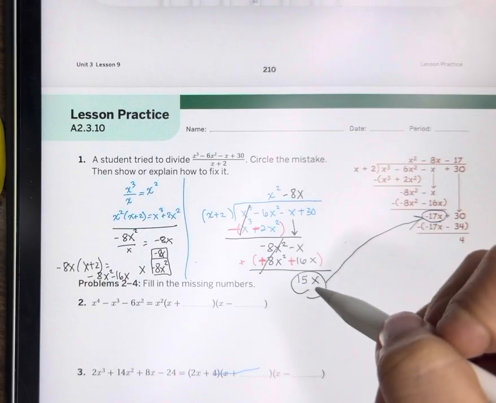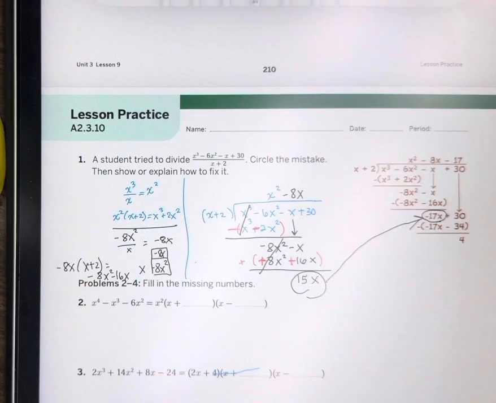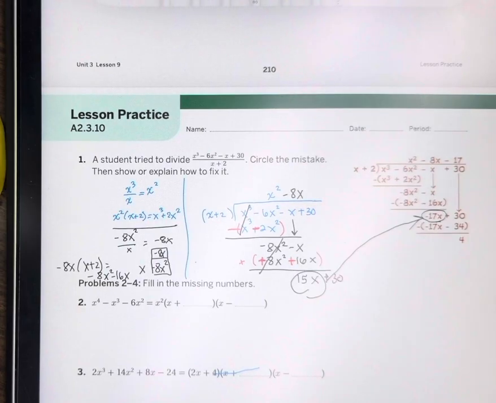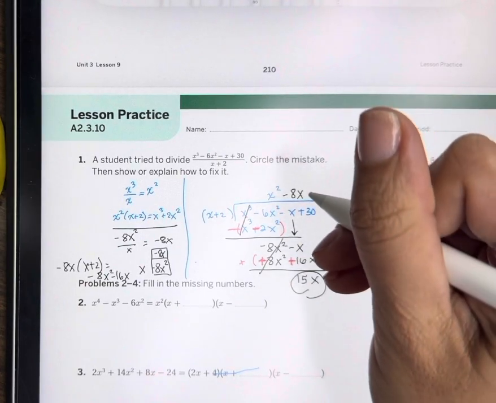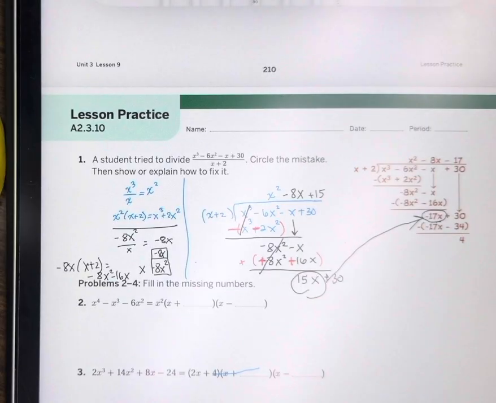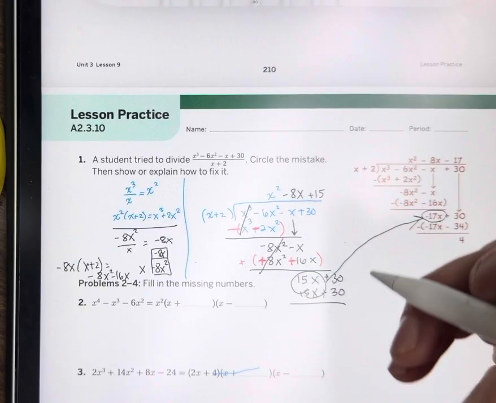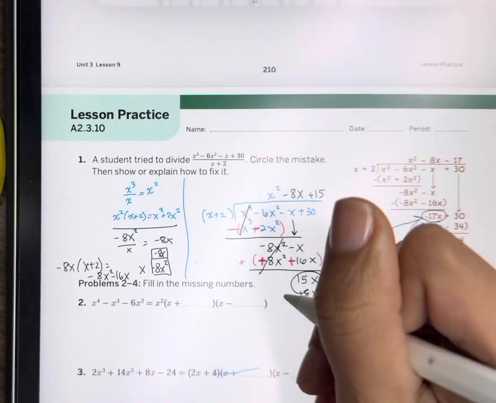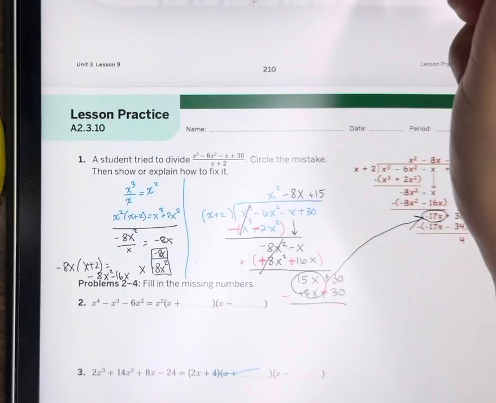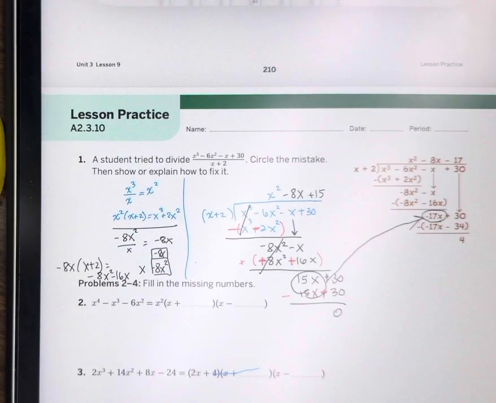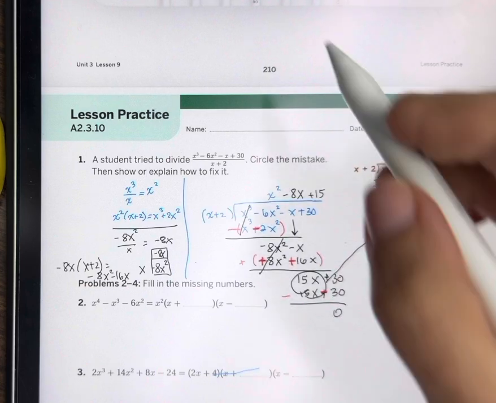Sure, explain how to fix it right here. And then you could keep going from there. So that would change stuff. Then the 30 would come down next to the 15, and then you would do a 15 here. And then you would multiply to get 15x plus 30, and then you would subtract these to get no remainder. Whereas when the mistake had happened, there happened to be a remainder.